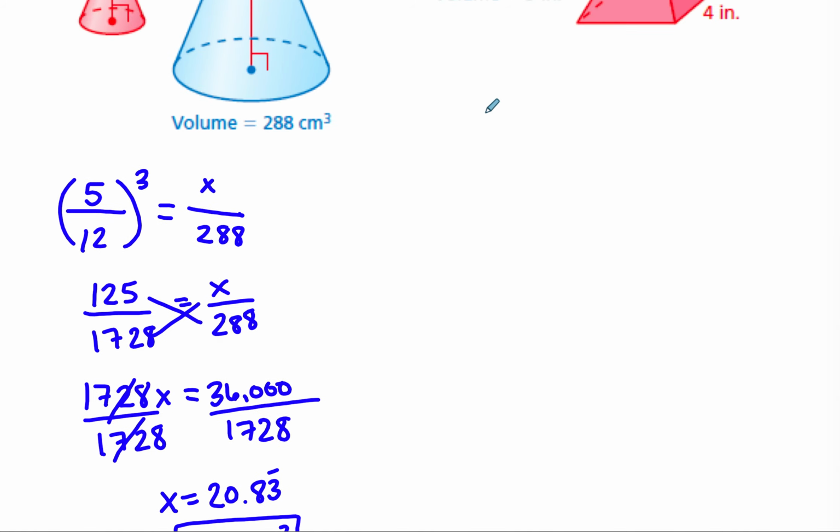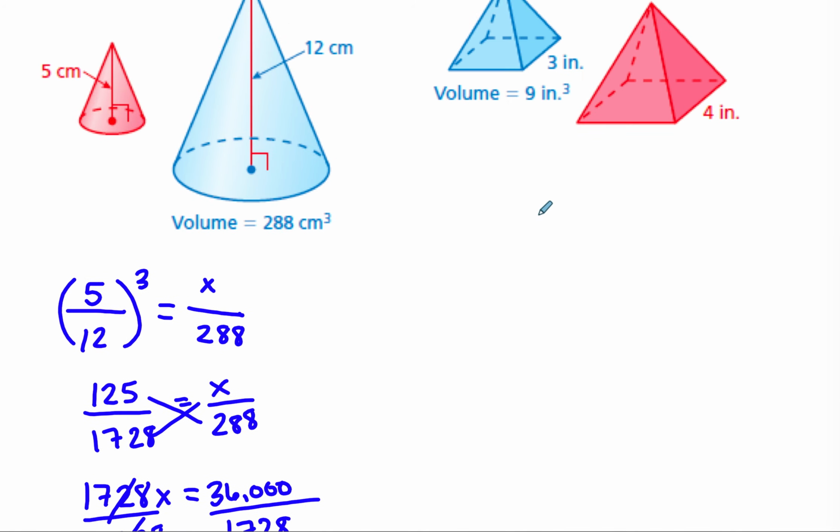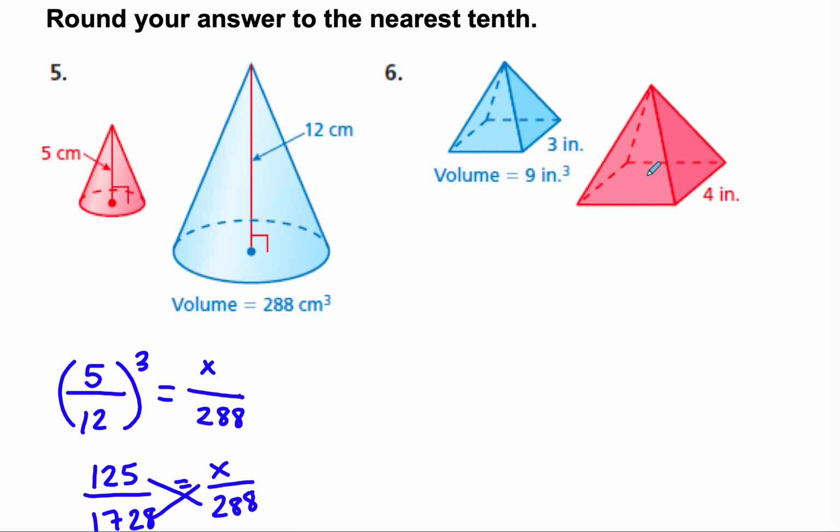All right, let's take a look at our next one. So here, I have side lengths of 3 and 4. I'm going to do my first shape on the top. 3 over 4. It's volume, so this is going to be cubed. Cubic units here, cubed here. Volume is 9. We don't know the volume on this one. So I did the blue on the top, 3 and 9. Red on the bottom, 4, and I don't know.